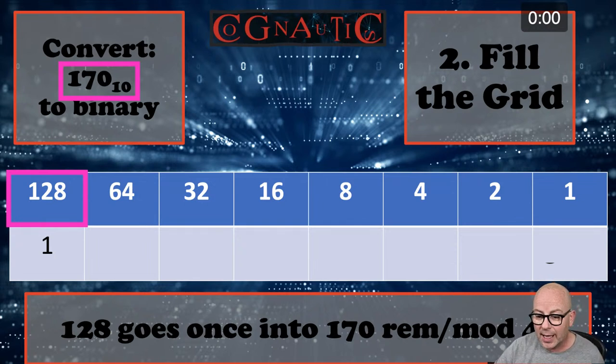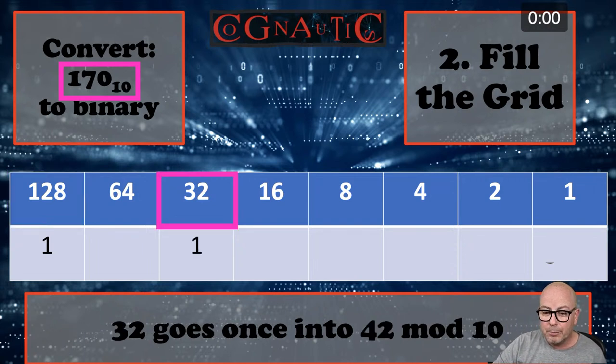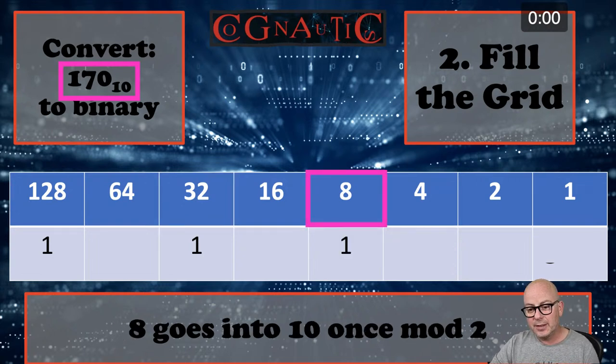You do exactly the same thing again. You ask the question, what is the biggest number in our grid that goes into 42 once? And it's 32, with a remainder, a modulus for your coding, of 10. And guess what? We do exactly the same thing again. It's straightforward when it's explained like this, but go back and do a bit of practice with it, okay? 10 left over, and we know that then 8 is the biggest number, which leaves us with 2.